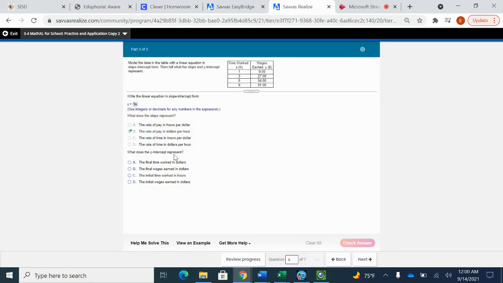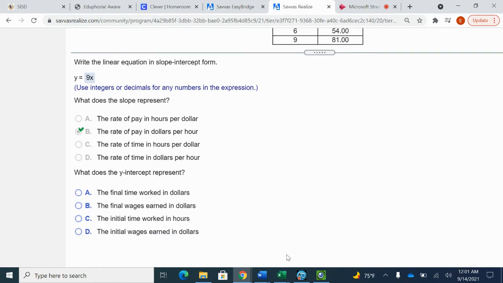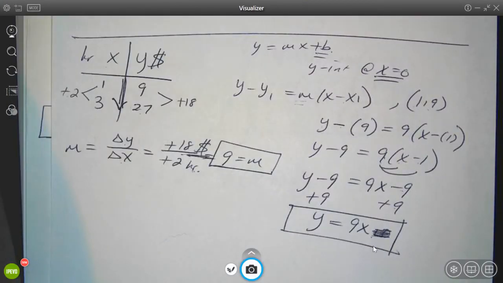And what does the y-intercept represent? Well, going back to our equation and looking at here, well, what's happening? You're getting paid $9 an hour. So what does the y-intercept represent? Well, if you look at our problem here, the y-intercept was 0, right? And what's also special about the y-intercept is when x is 0. It's right here. The y-intercept is when x is 0.